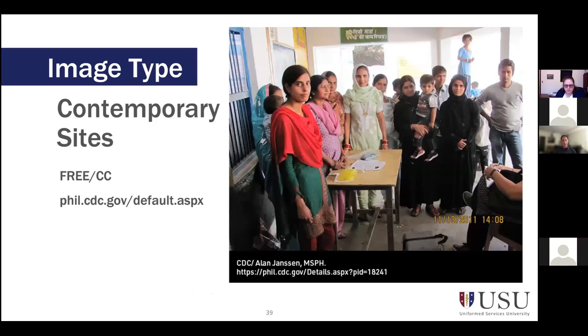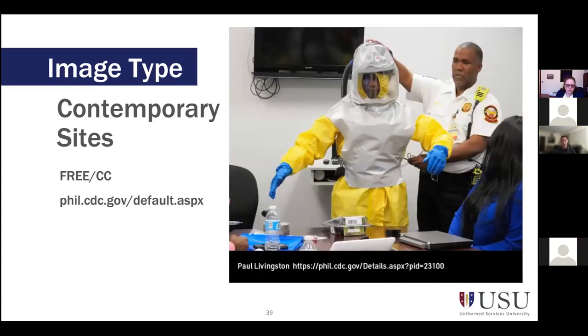And the last one is a non-military one. It's from the Public Health Image Library, and this is more worldwide image sites showing healthcare in different aspects.